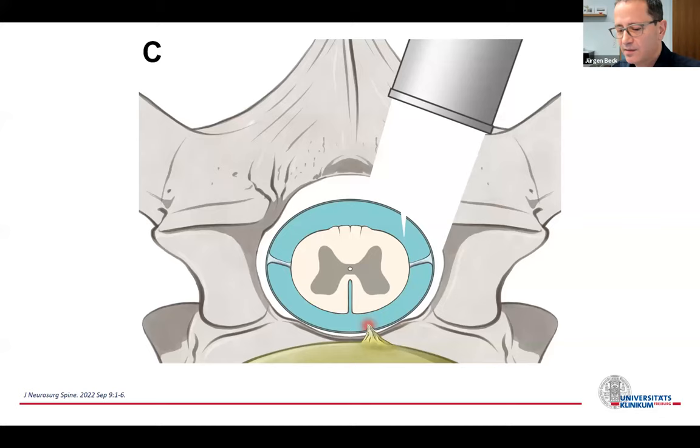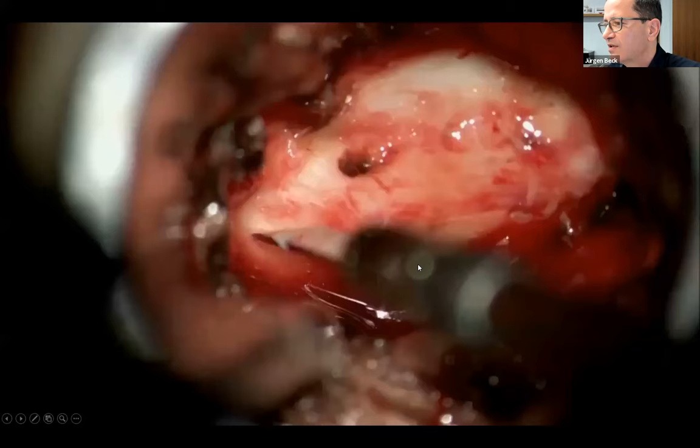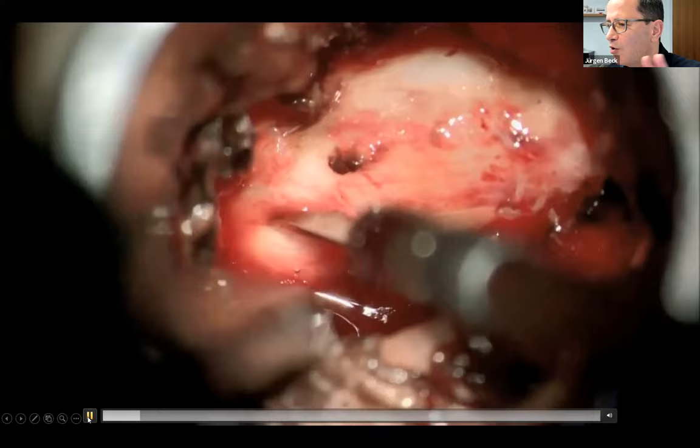Systematically, you insert the tube under fluoroscopy, you open the dura laterally, you cut the dentate ligament, which is a key step. So once again, this key step: the dentate ligament always looks the same, a very tiny little membrane.